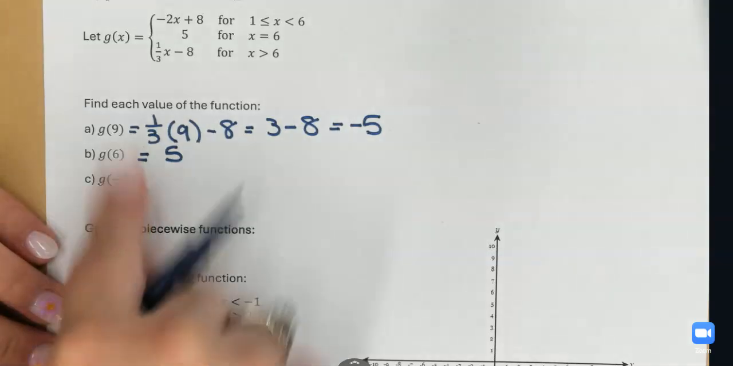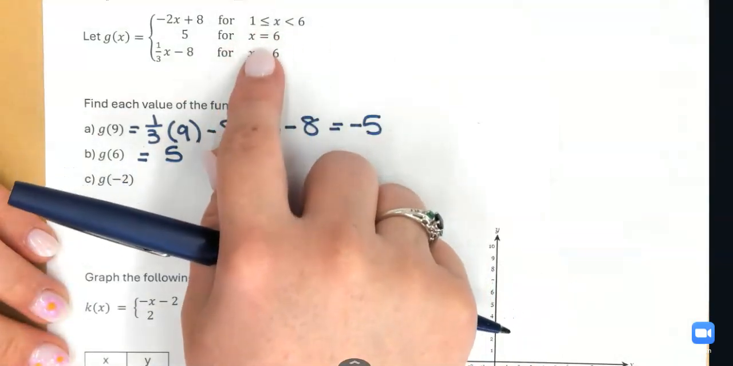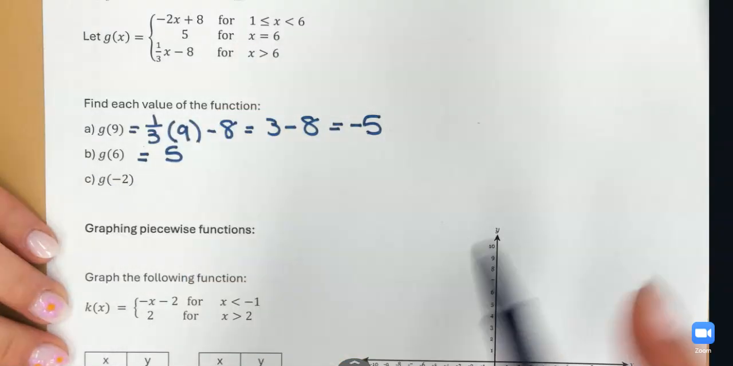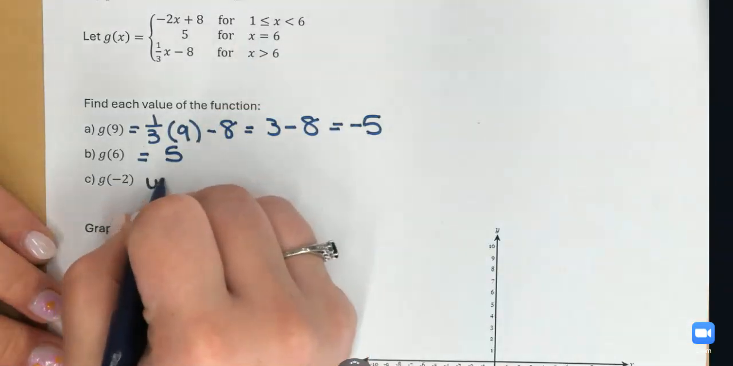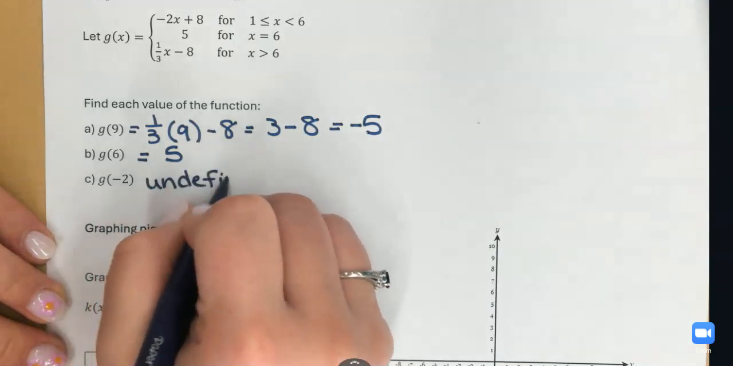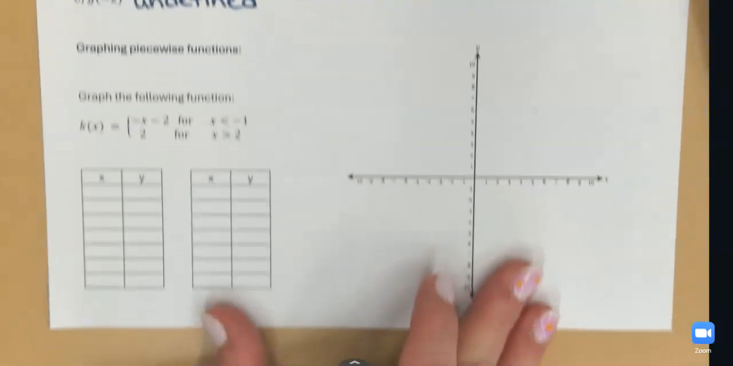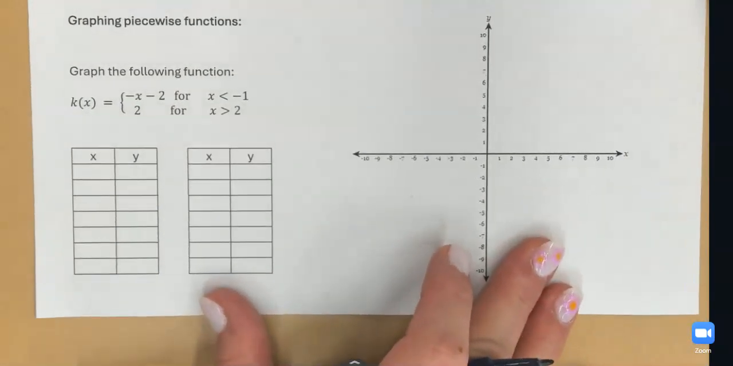G of -2. Now, my domain only goes to 1. It does not go smaller than 1. So that is going to be undefined. I do not have an x coordinate of -2 on my graph. Okay, so that is evaluating algebraically. Now we are going to go on to graphing piecewise functions.